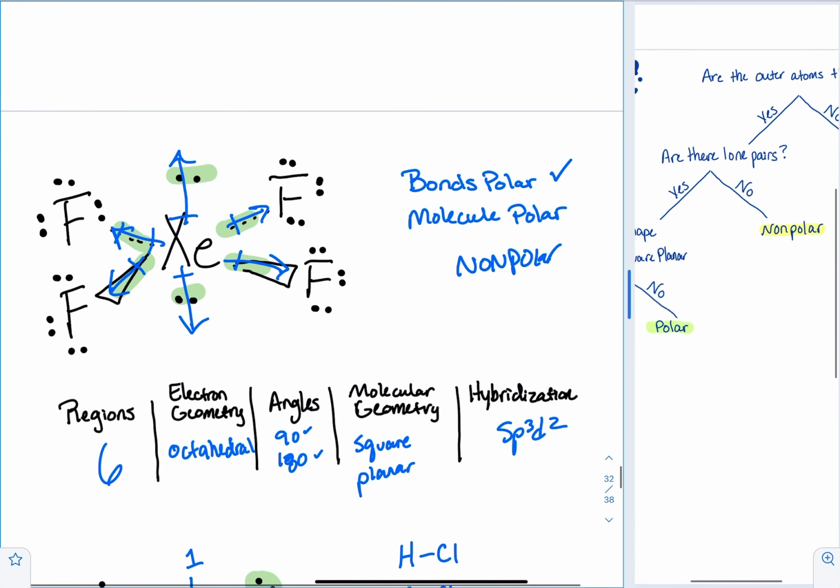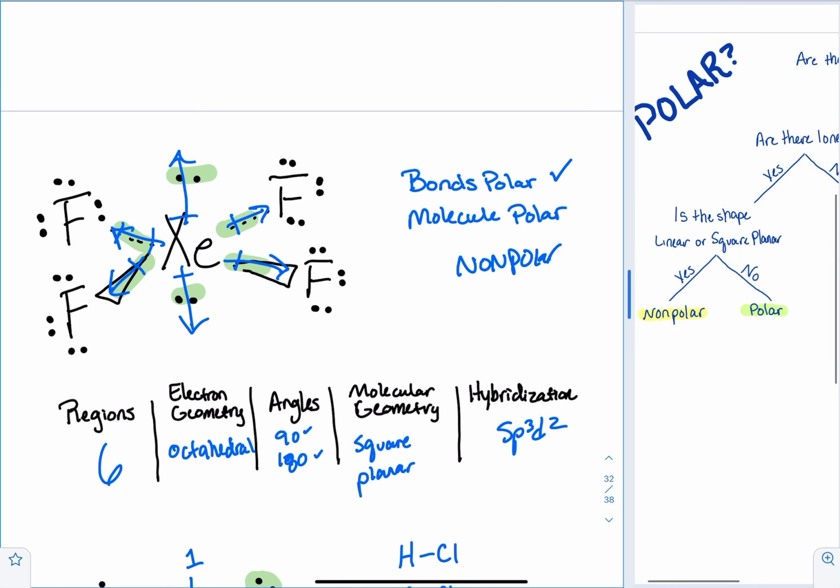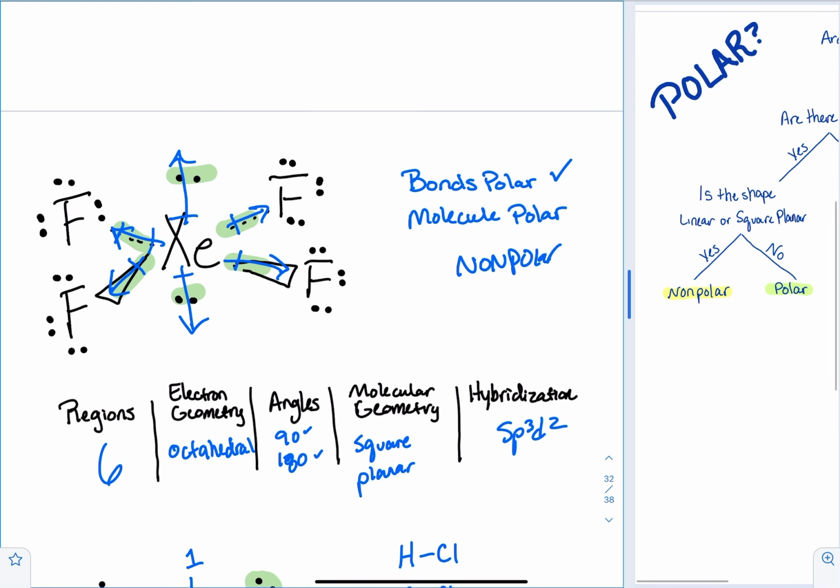And if you look over here on the right, are the atoms the same? Yes. Are there lone pairs? Yes. Is the shape linear or square planar? That's the other one, square planar. And if the answer is yes, then it's nonpolar.